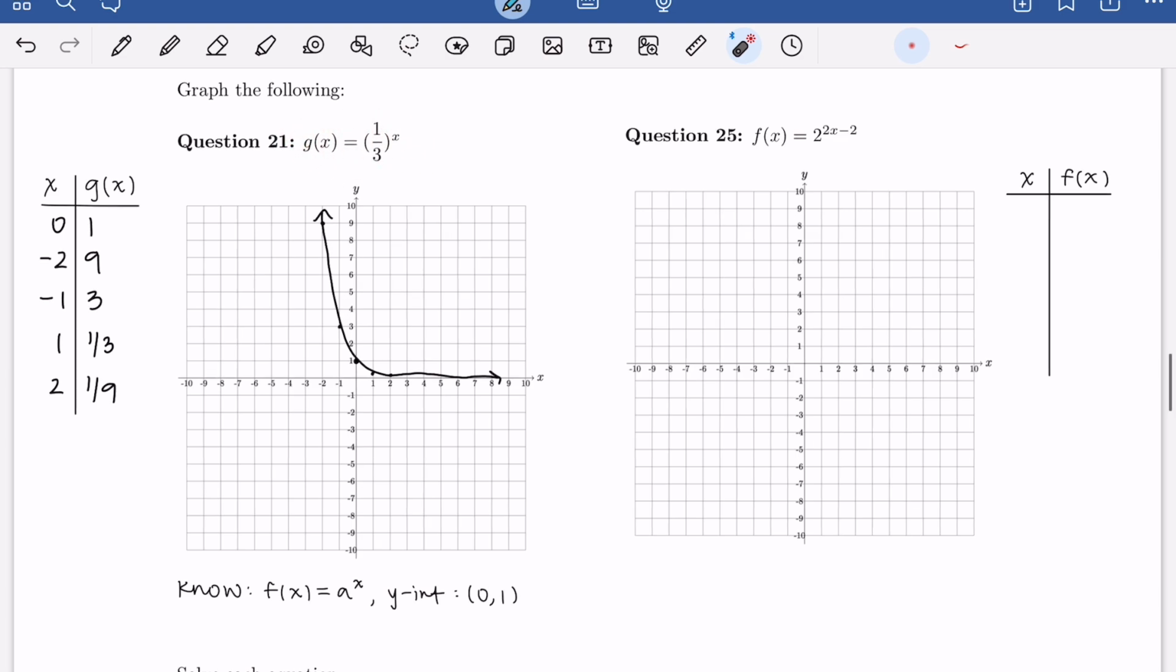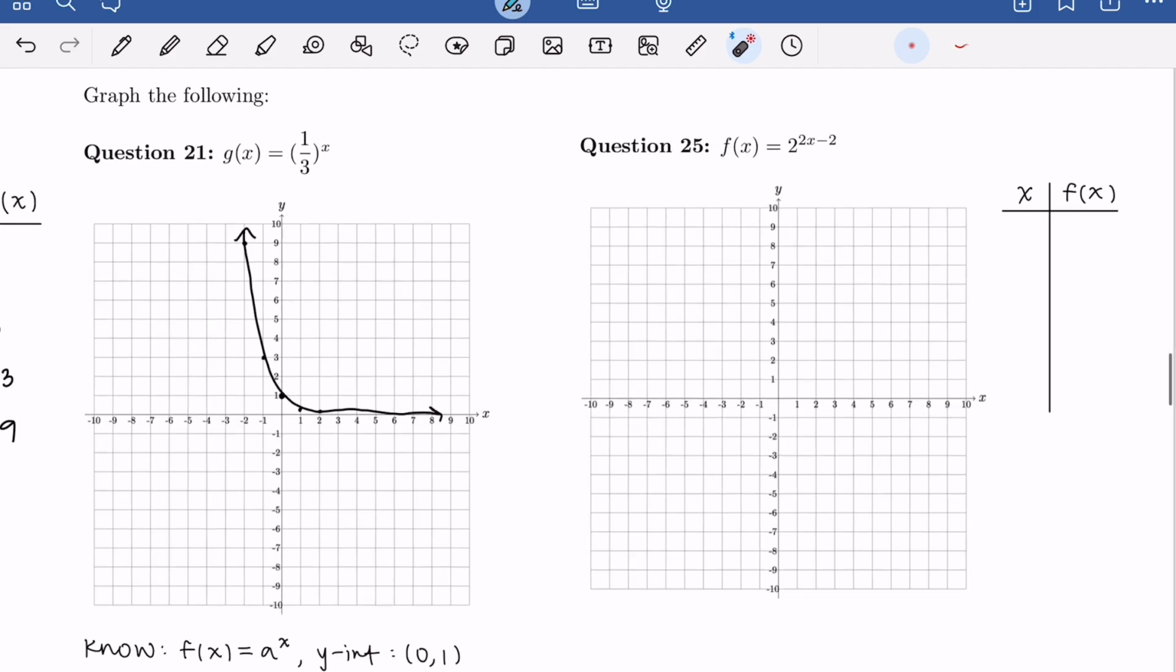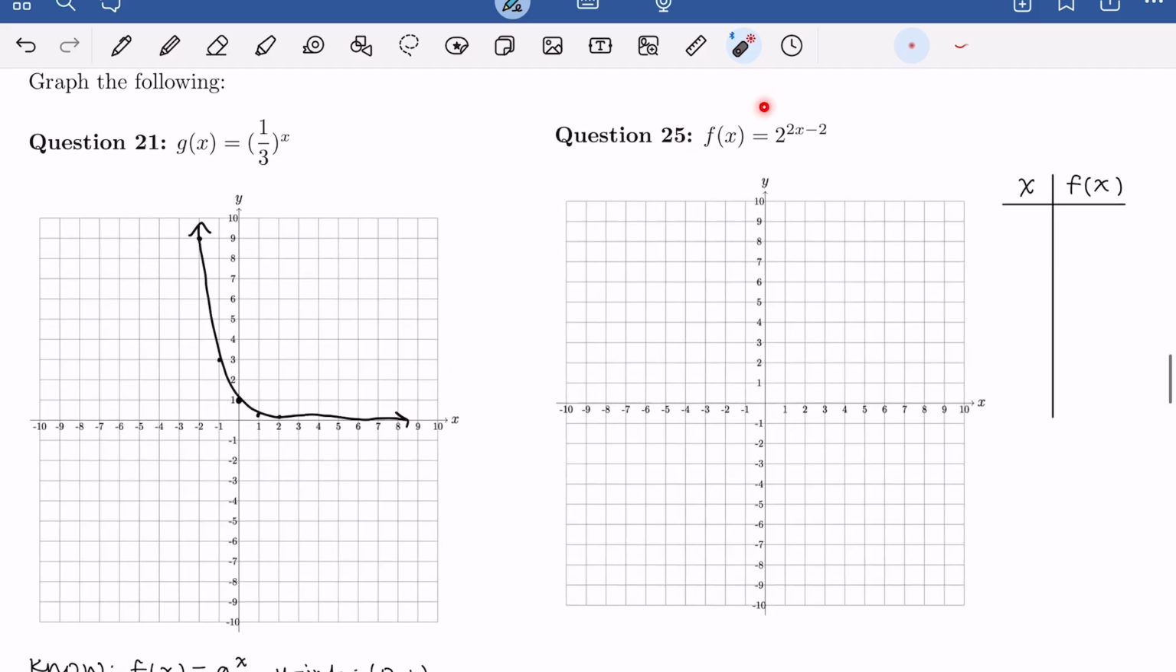All right, let's look at question 25. So we're going to do something similar, but now we have a little more complicated equation here. So we have 2 to this expression. So in this case, our y-intercept is not going to be 0, 1 because it's not of this form that we saw in the last question, but we're going to do the same thing to graph it. We're just going to plug in different x values and see what we get out.